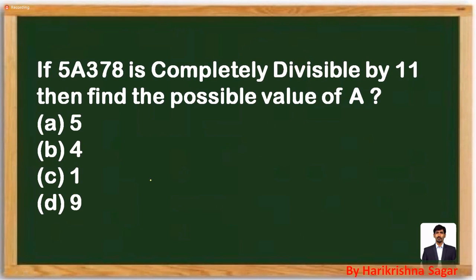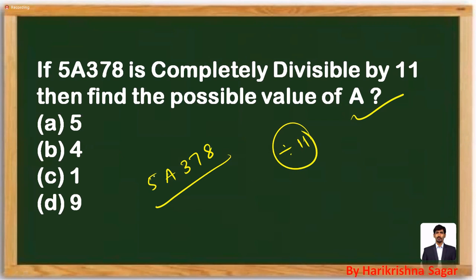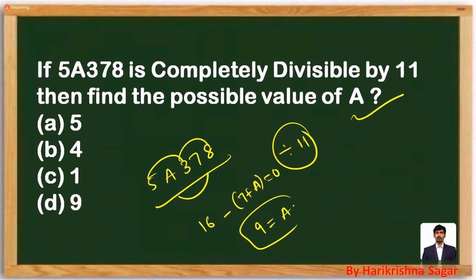Look at the next number which is available on the screen. 58378 is completely divisible by 11. What is the possible value of A? You can observe this is going to be 8 plus 8, it is 16, and minus 7 plus A must be equal to 0. 16 minus 7 is going to be 9. 9 minus A is equal to 0. A value is going to be 9, available as D. You can mark it as answer.